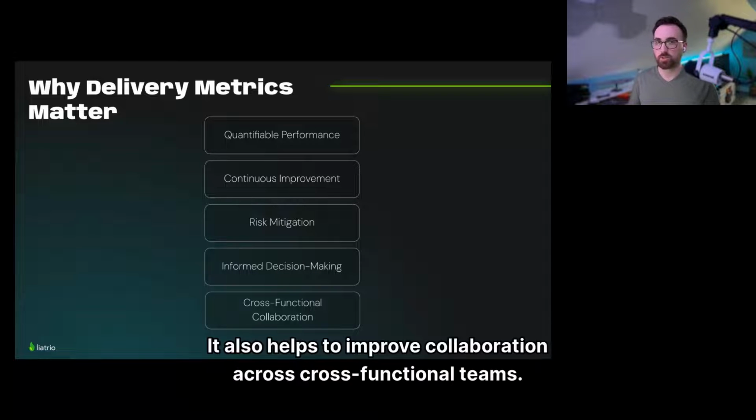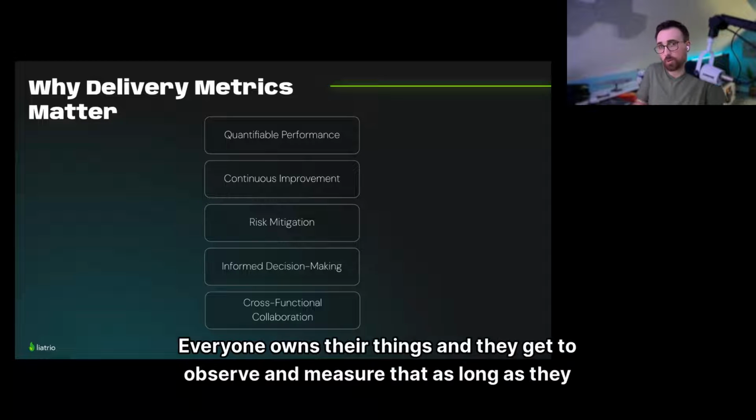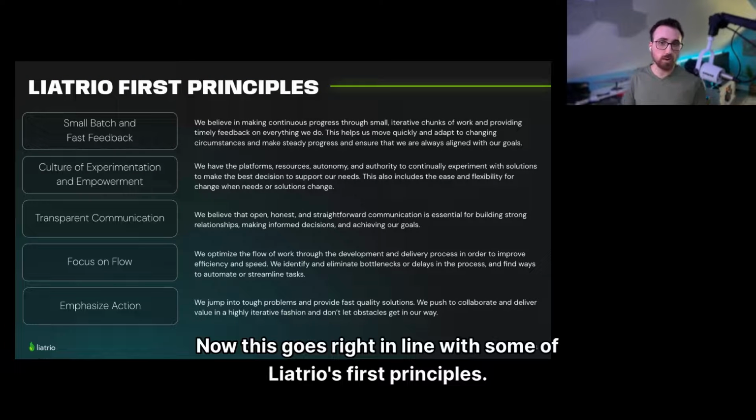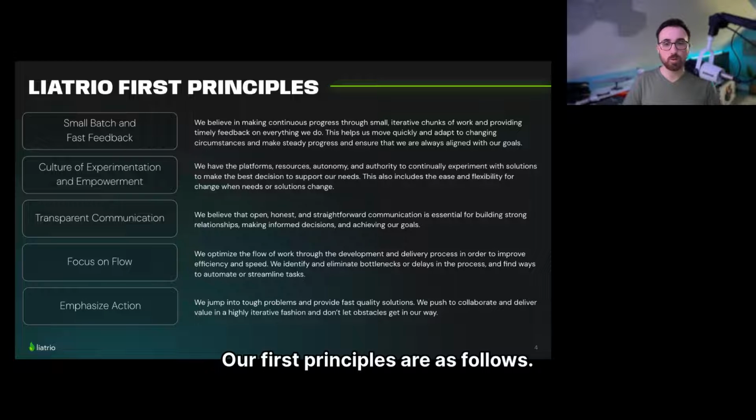It also helps to improve collaboration across cross-functional teams. Silos get broken down, and it fosters a holistic approach to software delivery. Everyone owns their things, and they get to observe and measure that as long as they feel safe. Now, this goes right in line with some of Liatru's first principles. The engineering defaults also align with Liatru's first principles. Our first principles are as follows.